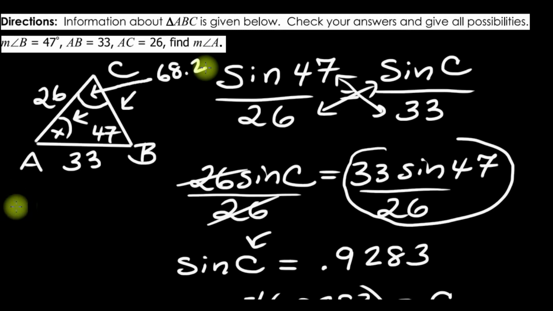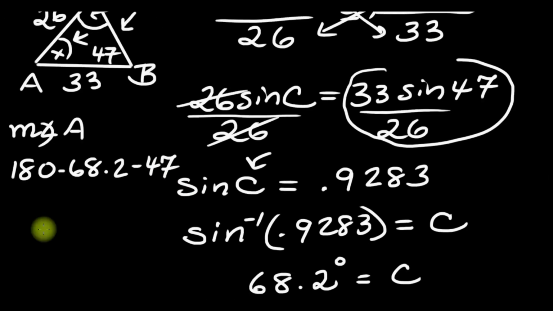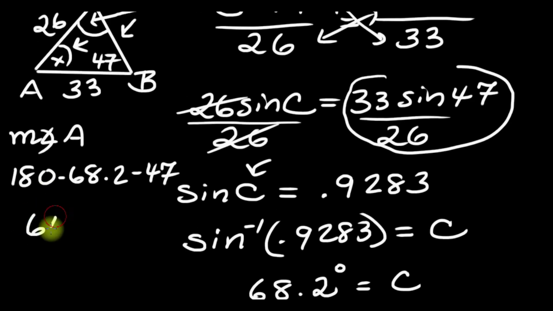Okay, to find out X, which is the measure of angle A, is going to be 180 minus 68.2 and then minus 47. And that is going to give us 64.8 degrees. Okay, so angle A is 64.8 degrees.